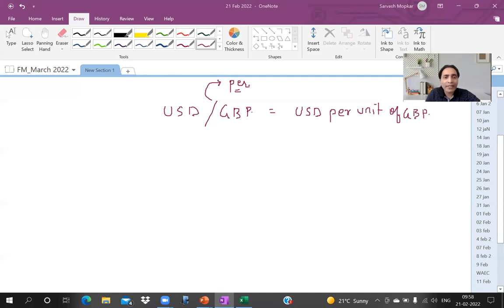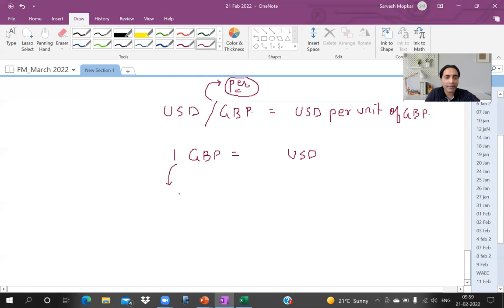So when I write USD / GBP, what I'm trying to say is, how many units of USD can be exchanged against one unit of GBP? So basically, I'm trying to write one GBP is equal to how many USDs? That is what I'm trying to write. So one GBP is the commodity. Correct? All of you agree?